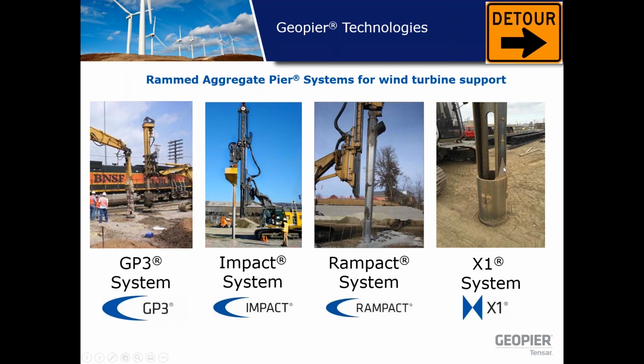So what you see on this slide is our 4 main rammed aggregate pier systems. Going from left to right, you have the GP3 system, which is our standard drill and fill system. In the middle, we have the impact and rampack systems. Those are our two primary displacement systems. And on the far right, you have our X1 system, which is our sort of our hybrid. It's maybe 80% GP3 and 20% impact. So we're going to go into a few of those in more detail.